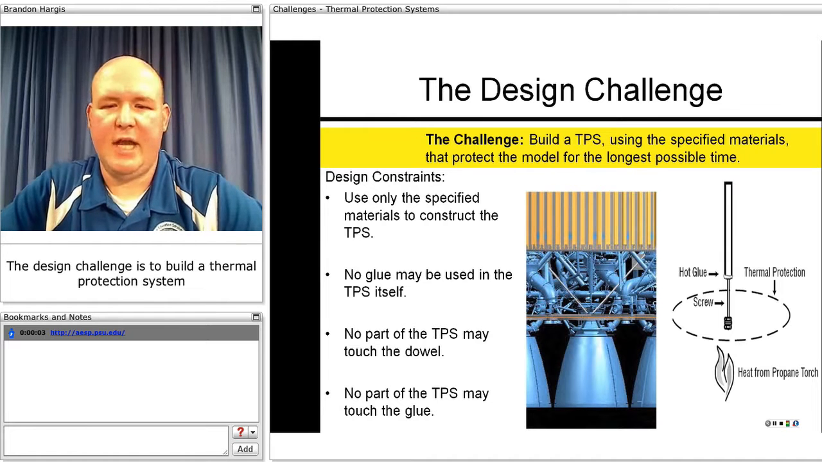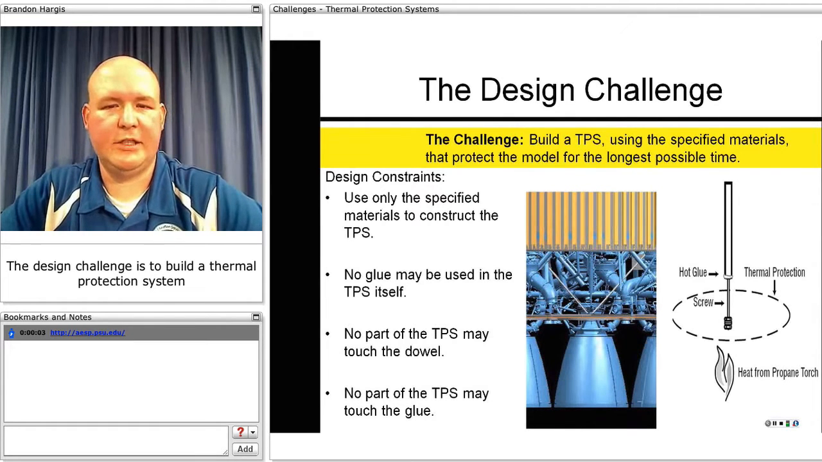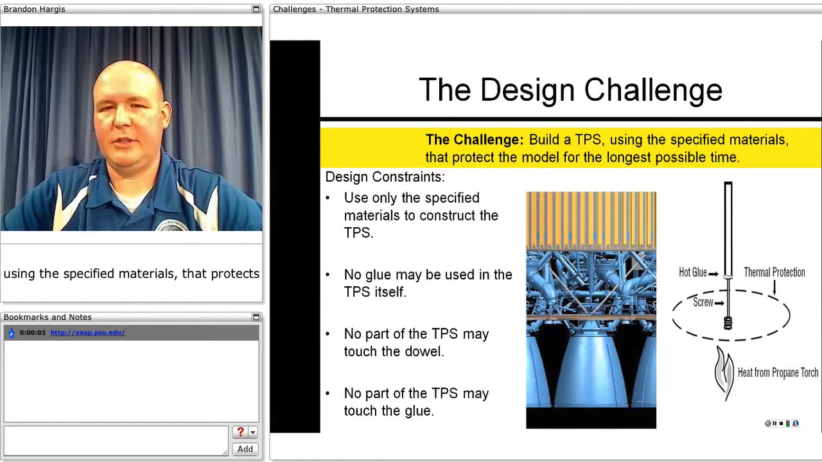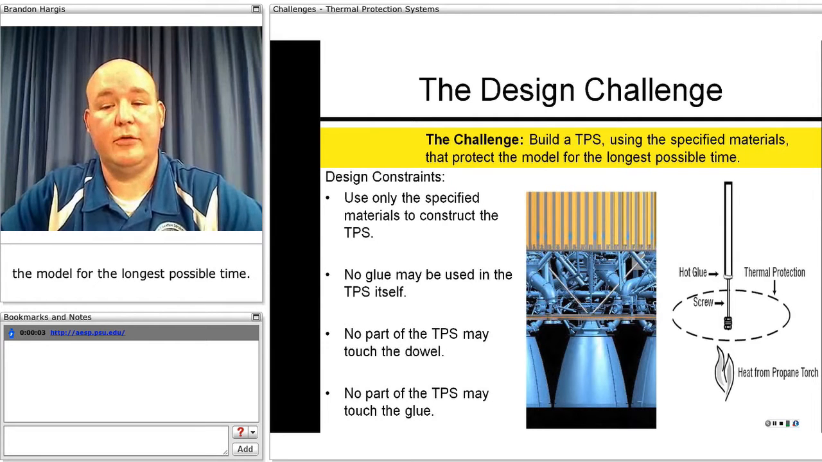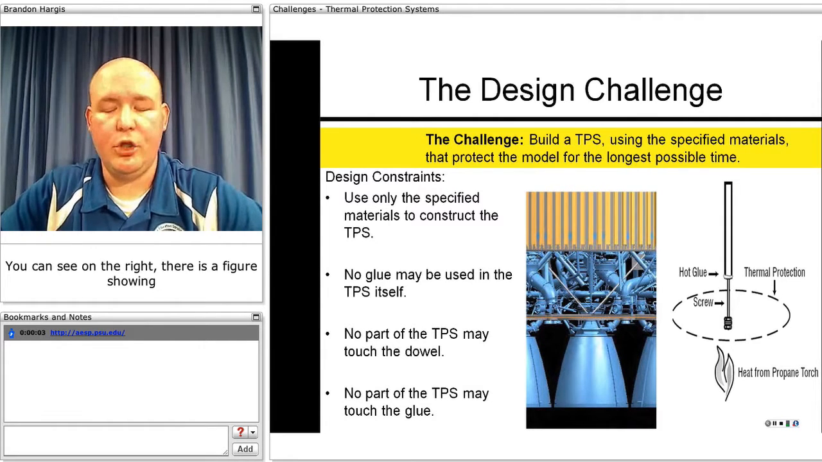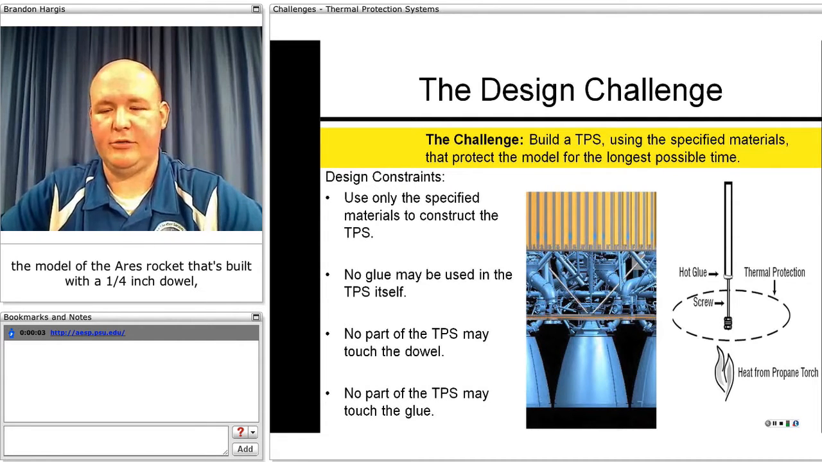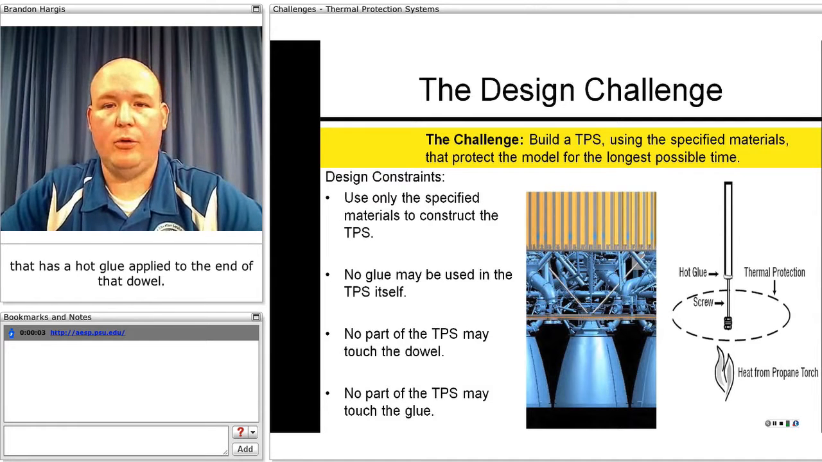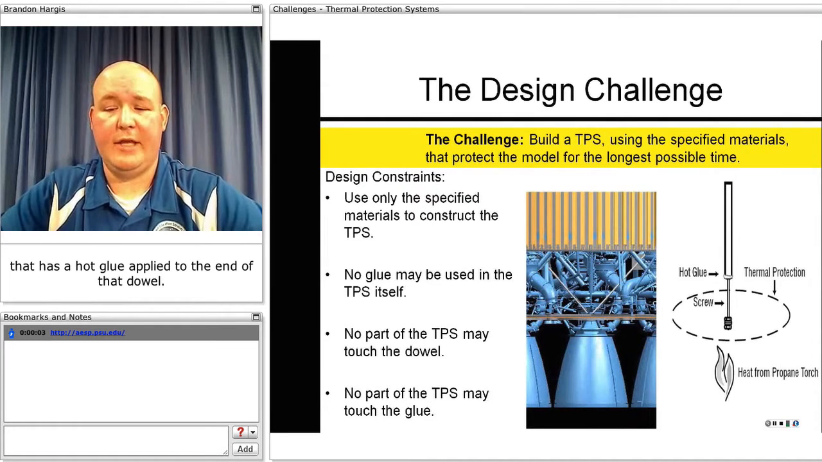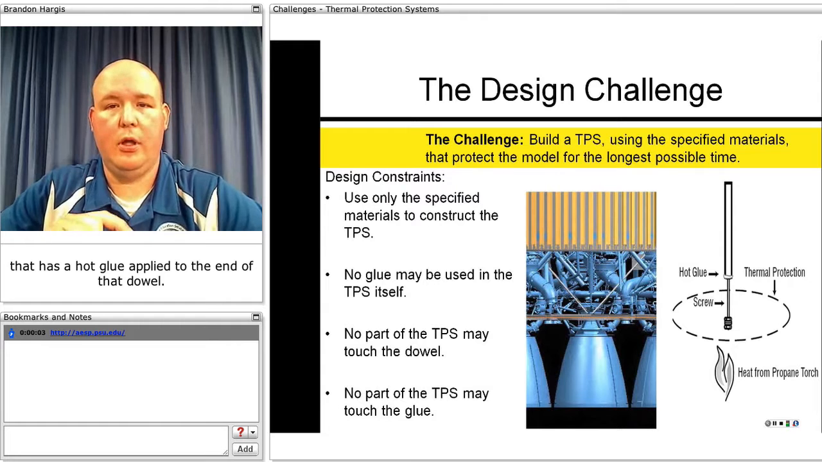The design challenge is to build a thermal protection system using the specified materials that protect the model for the longest possible time. You can see on the right there is a figure showing the model of an Ares rocket that's built with a 1/4 inch dowel that has a hot glue applied to the end of that dowel.